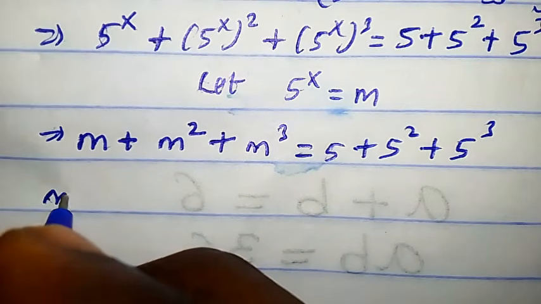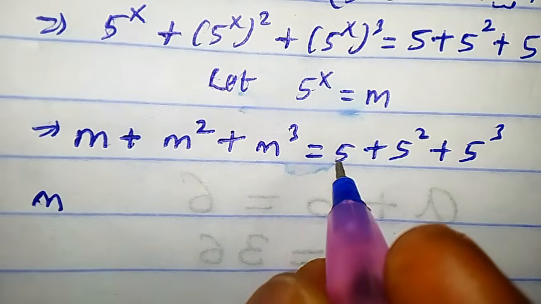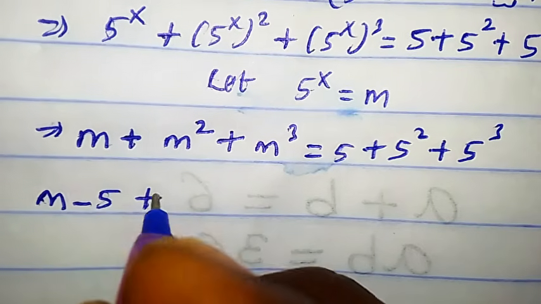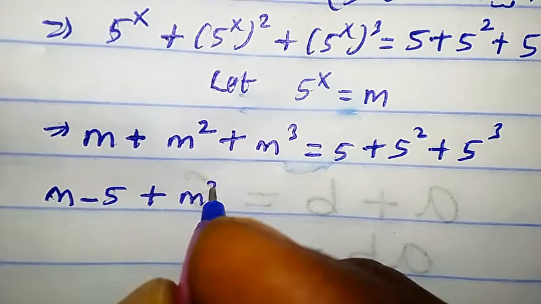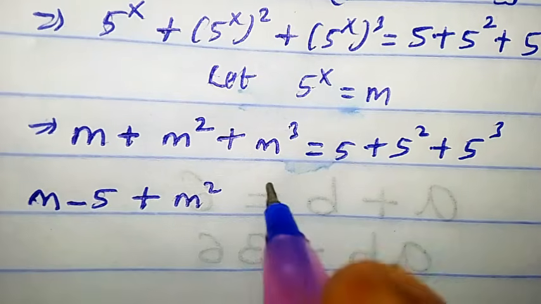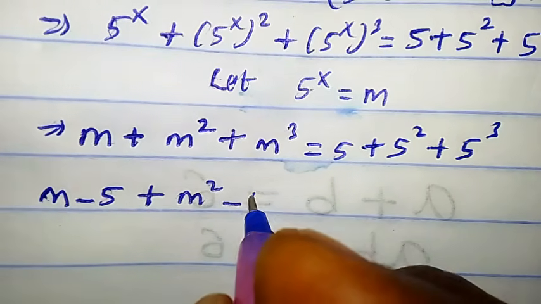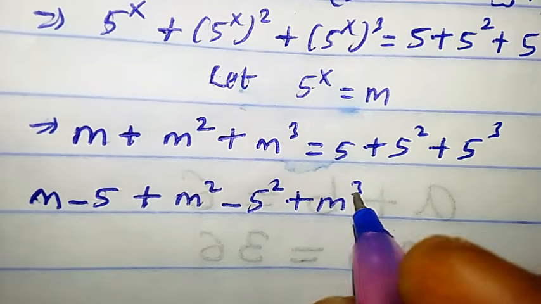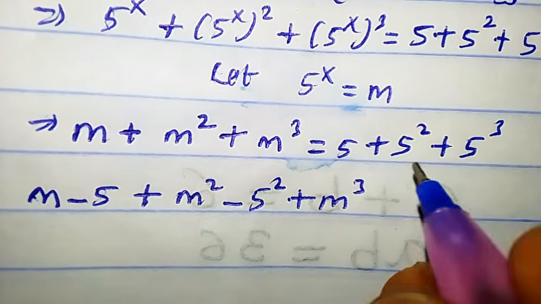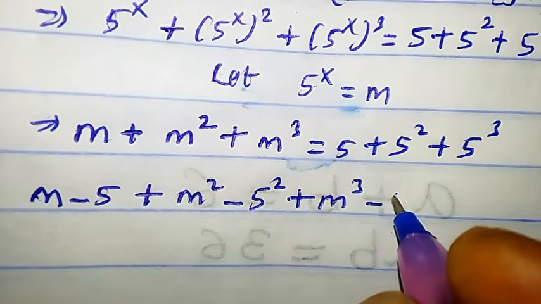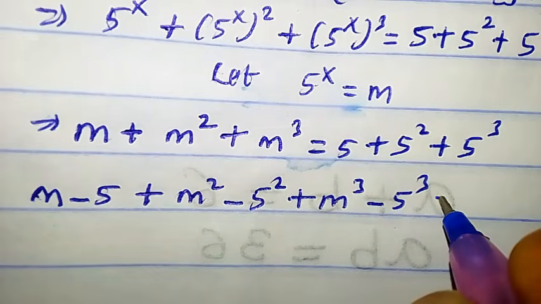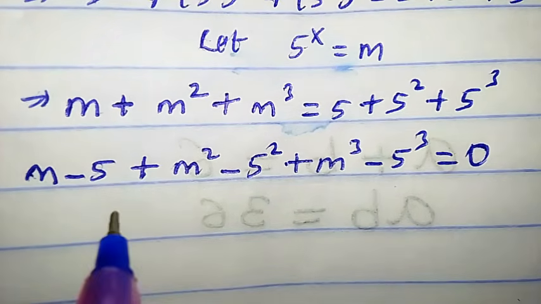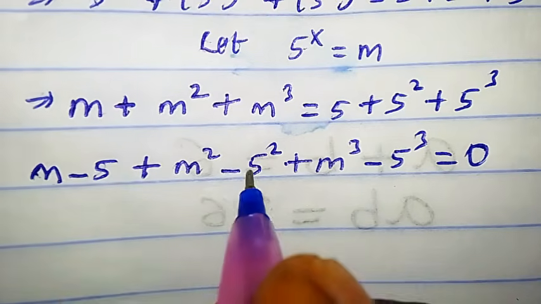So we have m, moving 5 to the left side, we have minus 5 plus m square. Moving 5 square to the left side, that will be minus 5 square plus m cube. Moving 5 to the power of 3 to the left side, we have minus 5 cube equal to 0. Let's continue. You will observe that we can put these guys in brackets.